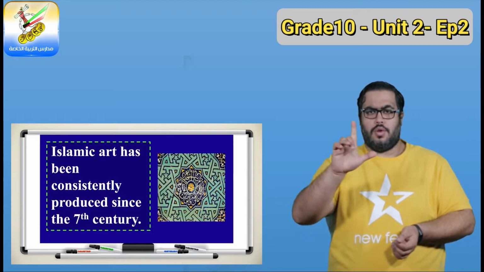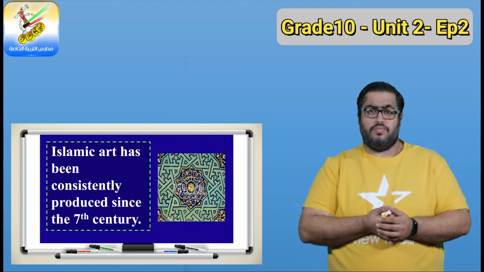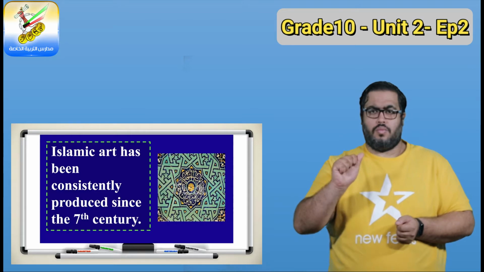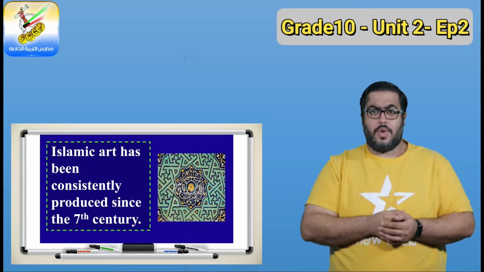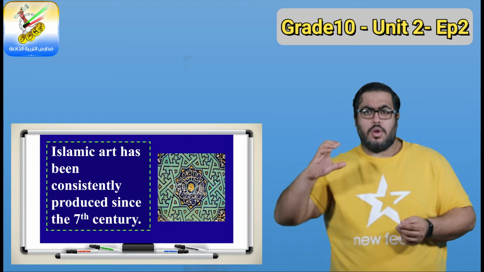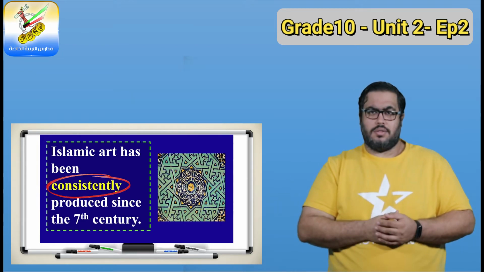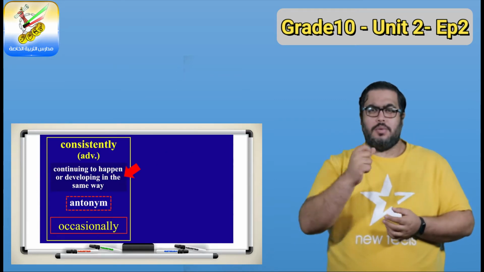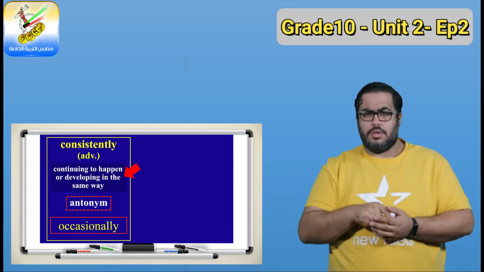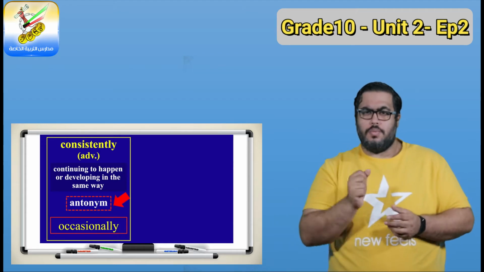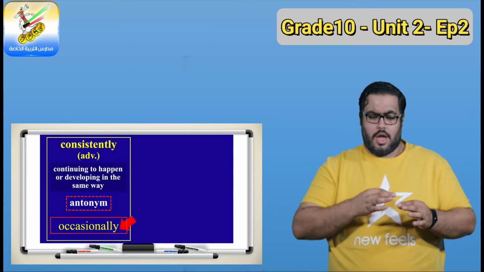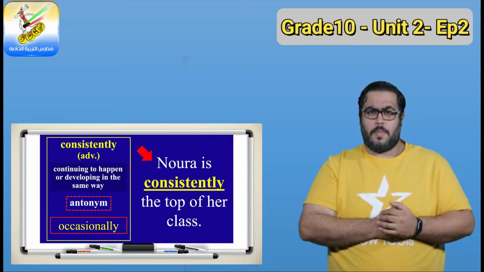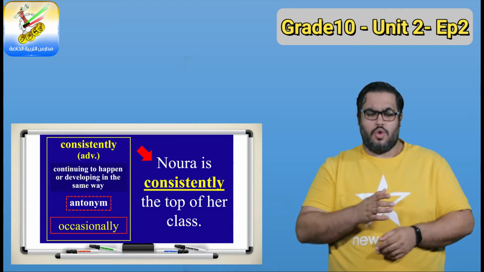Islamic art has been consistently produced since the 7th century. And the image is a form of one of these examples of Islamic art. And as you can see, it looks very old, right? So here we have a new item that is consistently. It's an adverb, and it means continuing to happen or developing in the same way. The opposite of consistently is occasionally. For example, Noura is consistently the top of her class. That means she's always the top of her class.